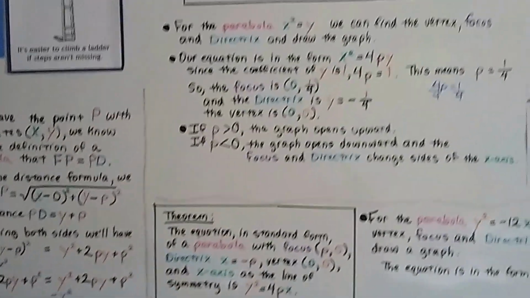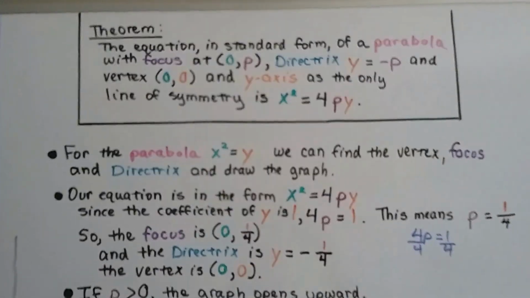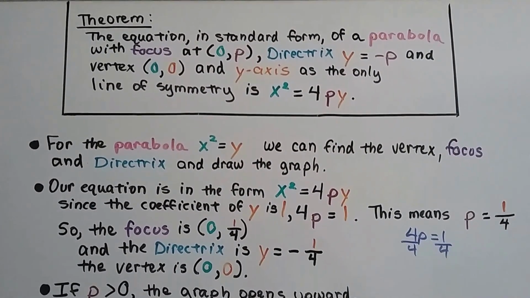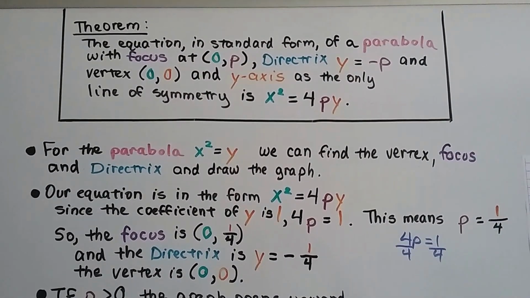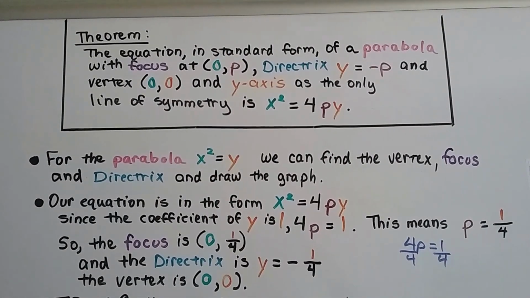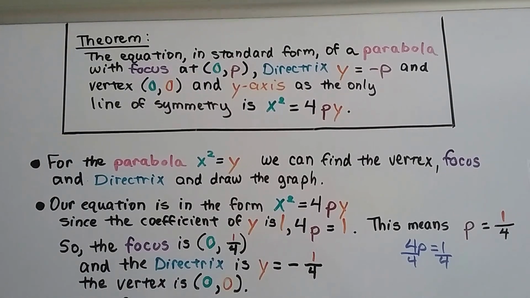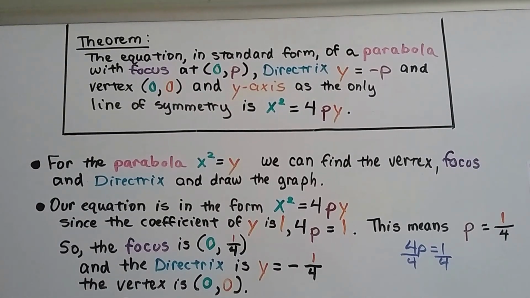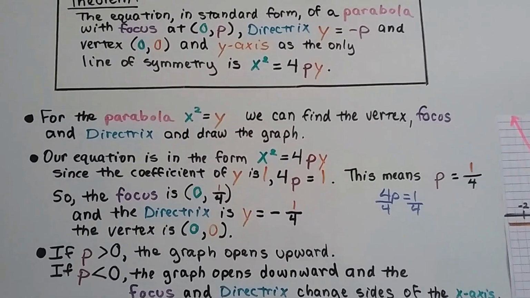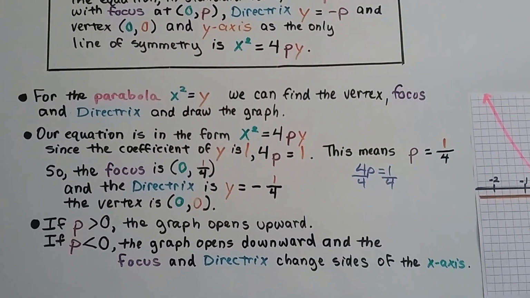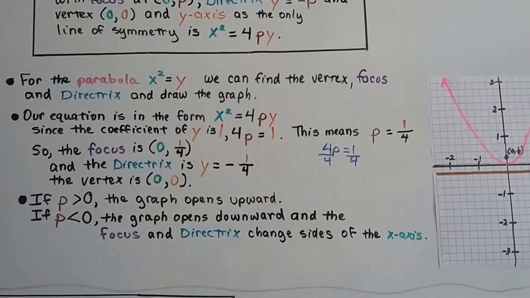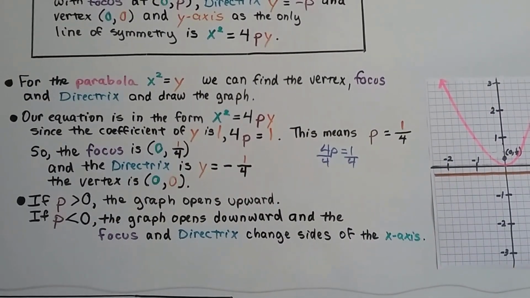So here's our theorem I was talking about. The equation in standard form of a parabola with focus at (0, p), directrix y equals negative p, and the vertex (0, 0) at the origin, and y-axis as the only line of symmetry is x squared equals 4py. For the parabola x squared equals y, we can find the vertex, focus, and directrix and draw the graph. Our equation is in the form x squared equals 4py.